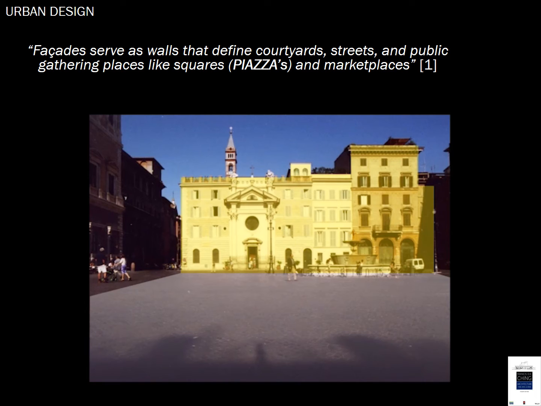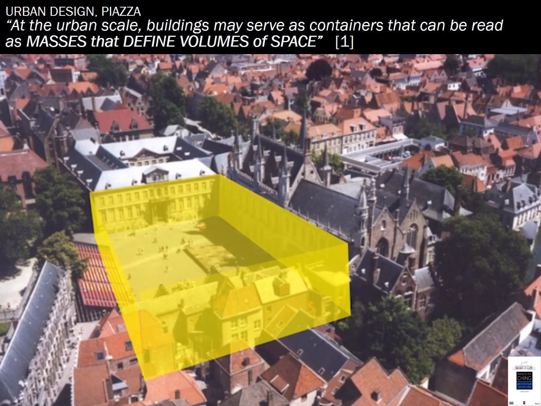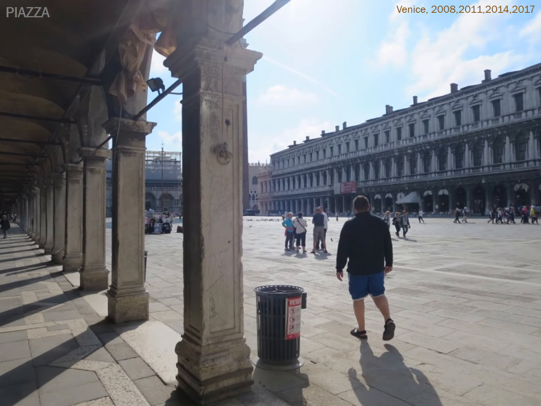So, facades serve as walls that define courtyards, streets, public gathering places. Yes, the walls define the outdoor spaces as well. So the way a piazza or courtyard is defined by the adjacent buildings. Certainly Piazza San Marco, the Basilica of San Marco, and the Loggia, I believe it's called.